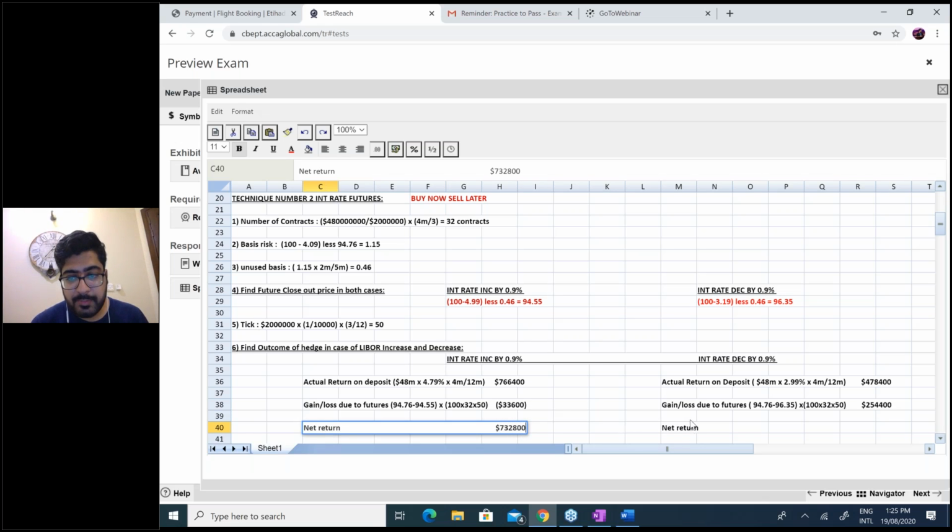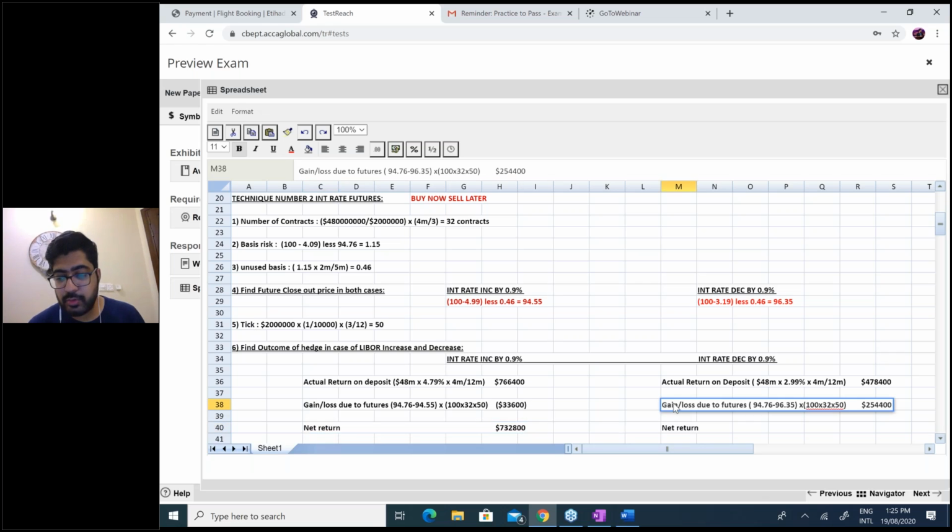Okay, and come to this side. Gain or loss due to futures on the right side. The strategy is buy now, sell later. Buy now for 94.76 and sell later for 96.35. Buy for lower, 94.76, sell later for higher, 96.35. If you buy for lower and sell for higher, it's again a gain, which increases return. Add it.